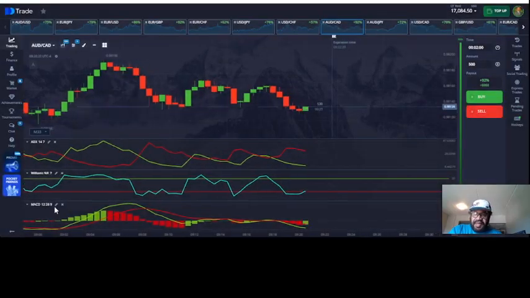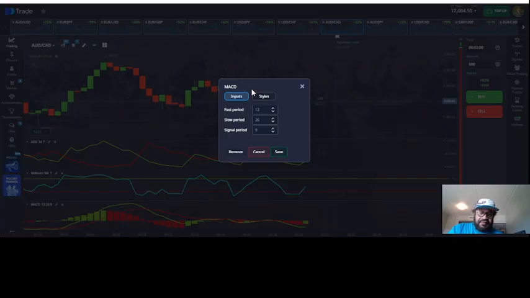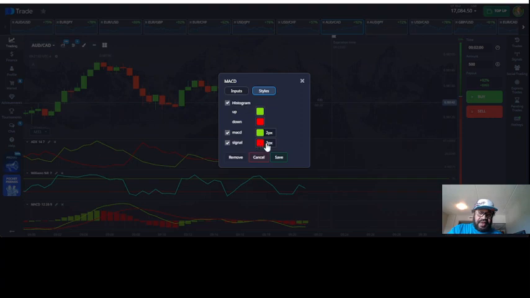For the MACD indicator, if we click on the pencil icon here, I've maintained the default settings, which are fast period 12, slow period 26, and signal period 9. And in the style settings, I've increased the line width of the MACD line to 2 pixels green, and for the signal line to red, 2 pixels. So we can go ahead and save that.